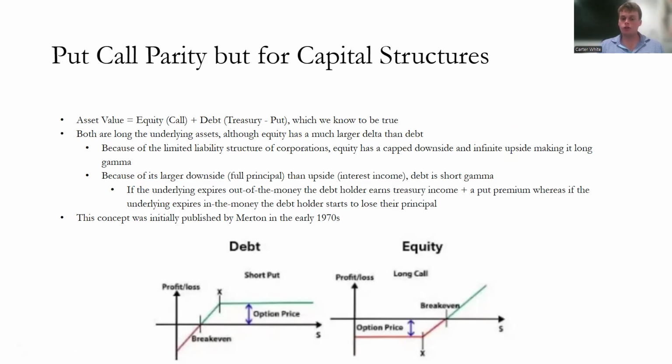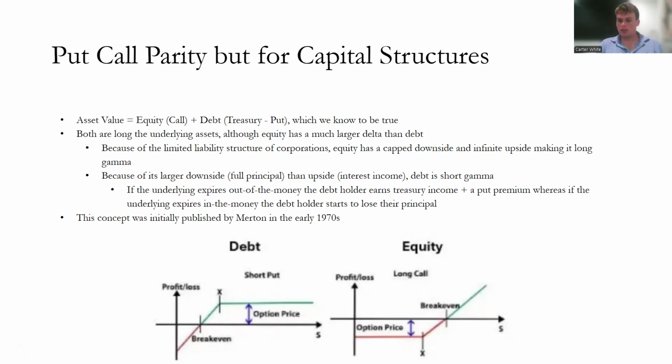So let's think about how you lose money in a debt security. If the underlying expires out of the money above whatever the strike price is, then you're going to be fine, right? If the asset value exceeds the debt, you're not going to lose any money. But if the underlying expires in the money, the debt holders start to lose their principal.